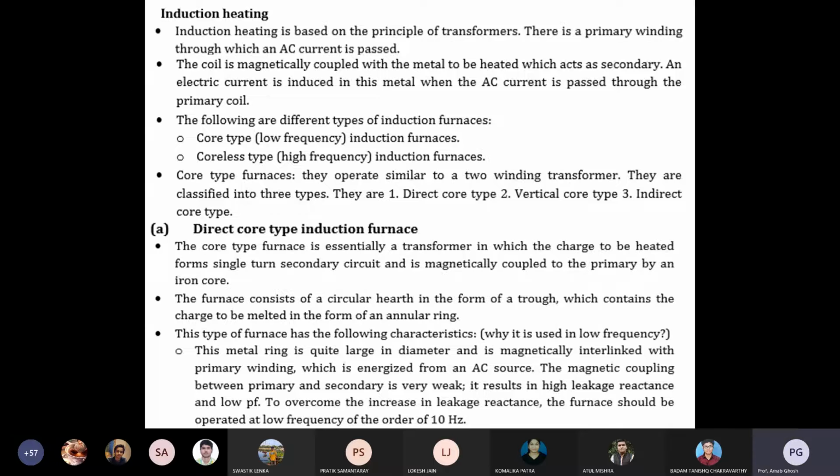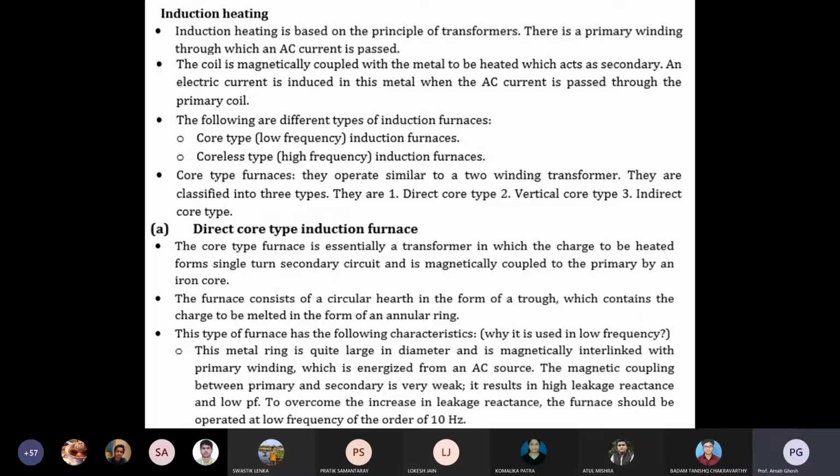Now, induction heating. In the previous cases we discussed resistance furnaces and arc heating. In both cases we use electrodes, and the charge is indirectly or directly involved. That means the charge should be metallic in nature, conducting material in most cases.